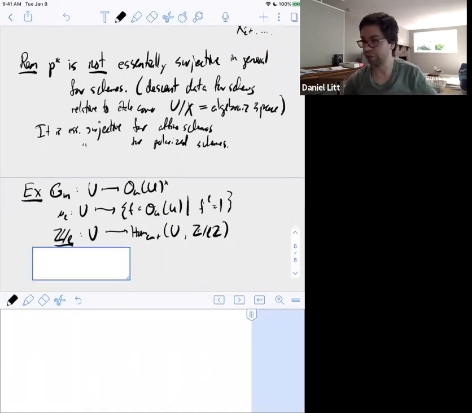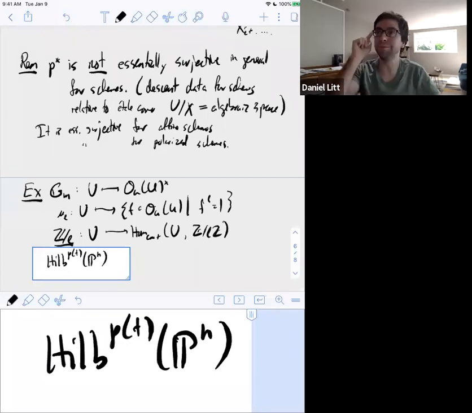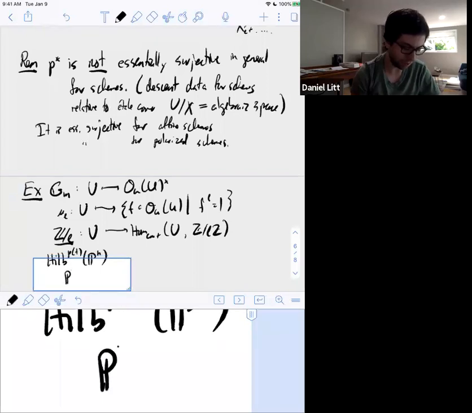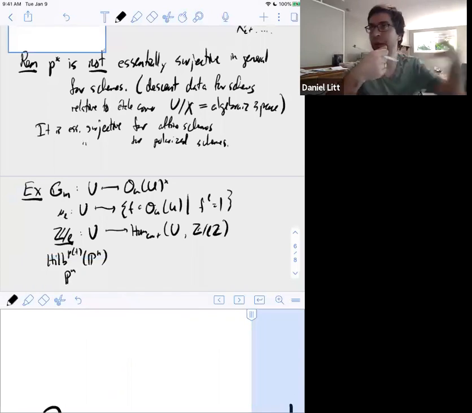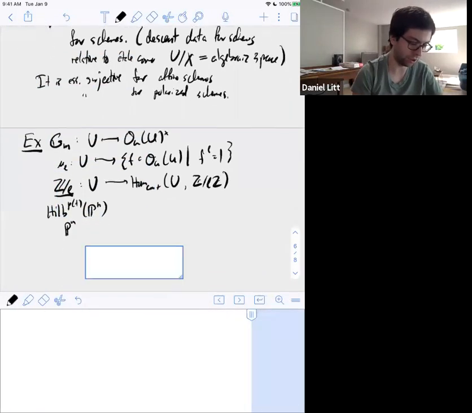Then we can also do things like Hilbert schemes of projective space. So that's a scheme, right? We know that's a scheme, so the functor it represents is a sheaf. You can take P^n, what does that represent? That represents a line bundle with a surjective map from the trivial bundle of rank n plus one. So we know that's a sheaf and so on. So these are all sheaves.